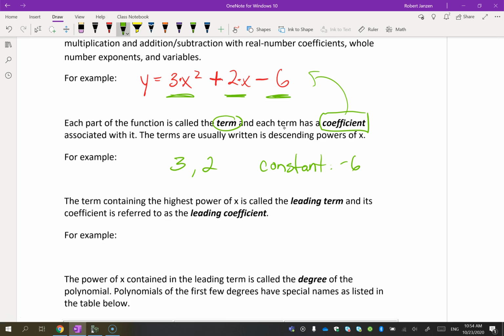The term containing the highest power of x is called the leading term. So which term had the highest power of x there? That would be 3x squared. That's the lead term because it has the highest power. And we refer to the leading coefficient, in this case, which is 3.